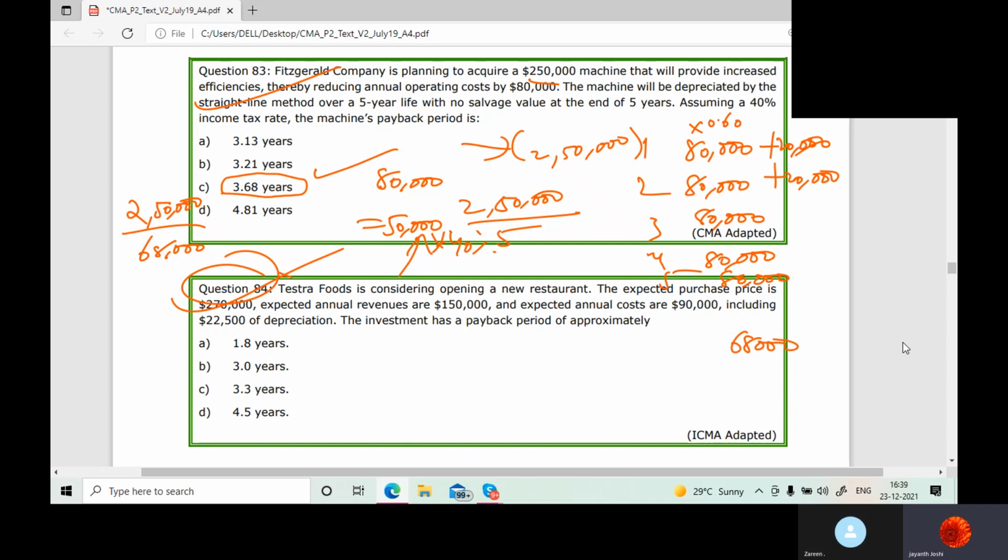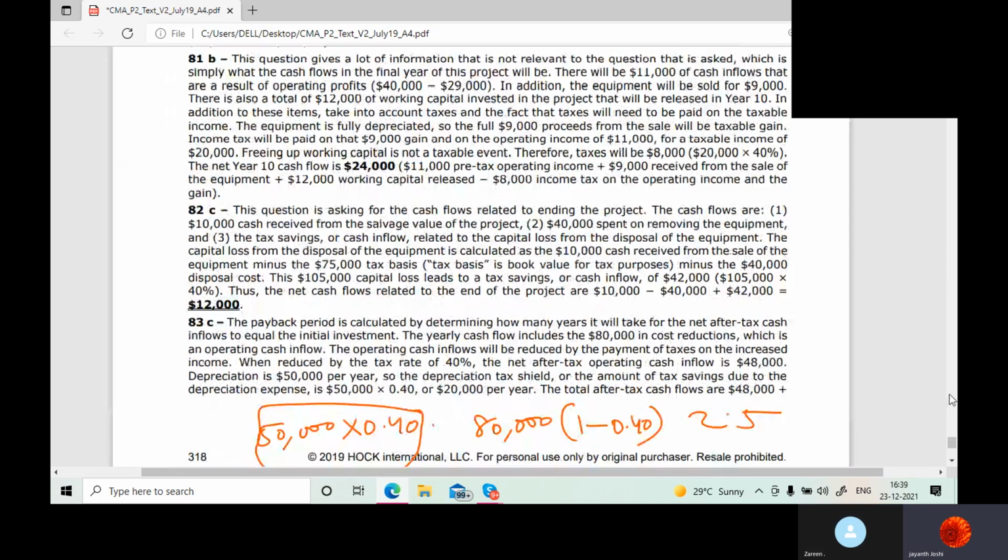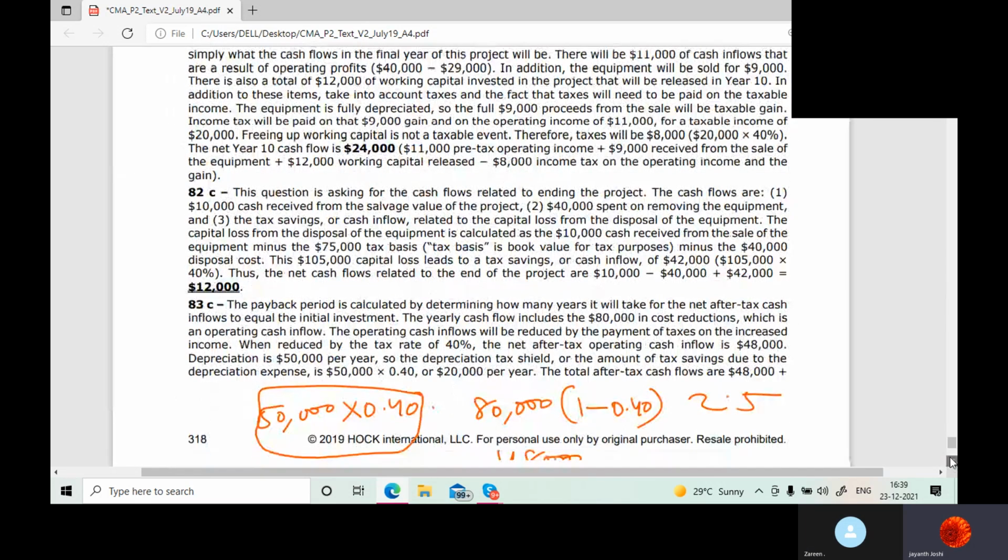Yes, sir. But for depreciation, you need not do anything because there is no tax rate, so we cannot claim the tax shield. I was thinking that too. We don't have a tax rate, that's what I was saying. 270 by 60, maybe 4.5 years.